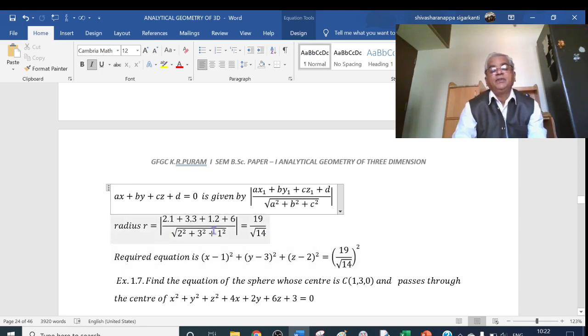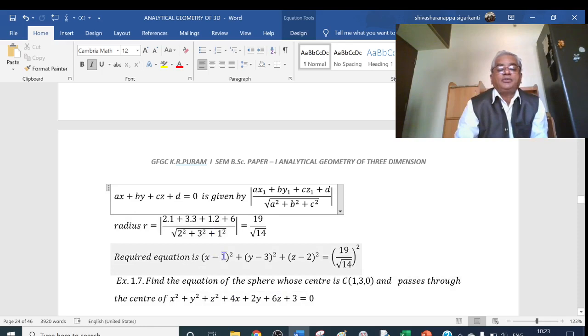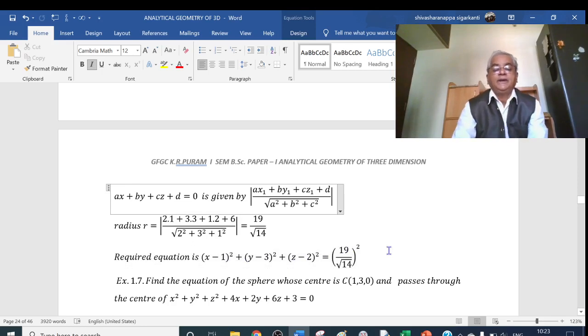This is the radius. So if I know the center and I know the radius, then I can write the equation of the sphere, that is (x minus alpha) squared, (x minus 1) squared, plus (y minus beta) squared, (y minus 3) squared, plus (z minus gamma) squared, (z minus 2) squared, is equal to r squared. This is my r, 19 by root 14 is r, and this is squared. So this is the required equation of the sphere. Next example.